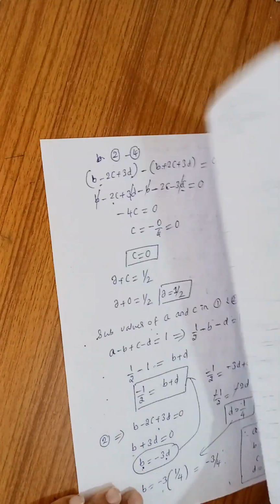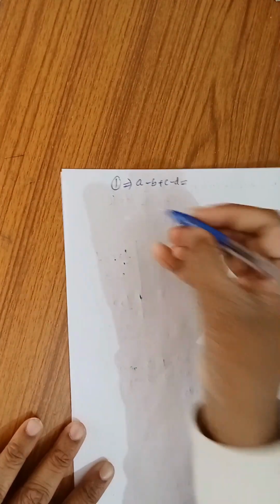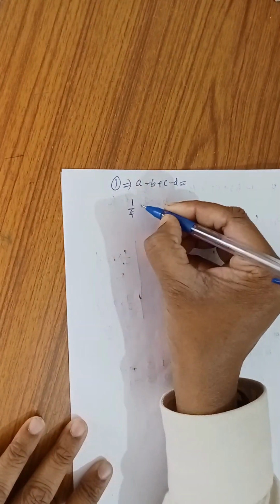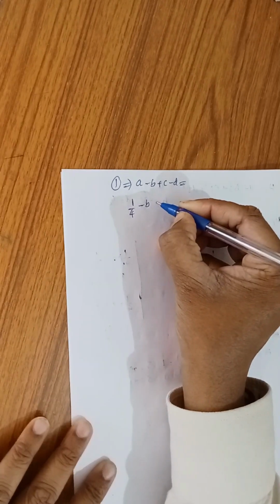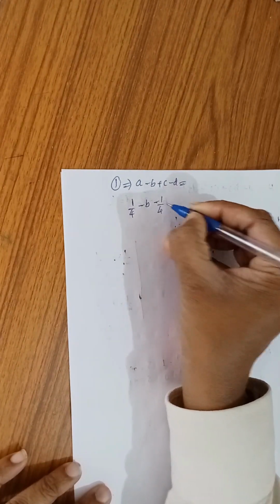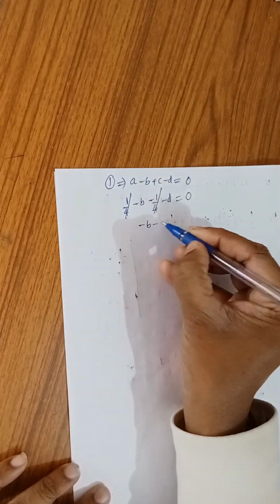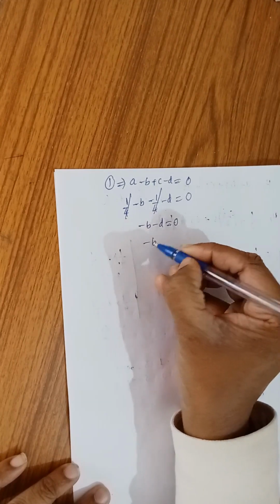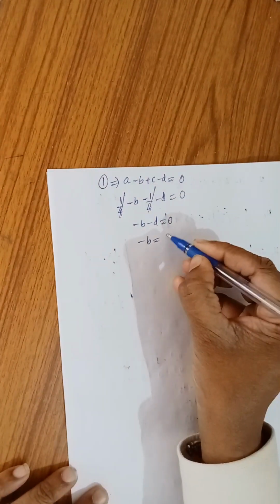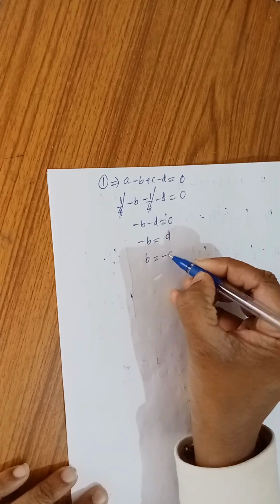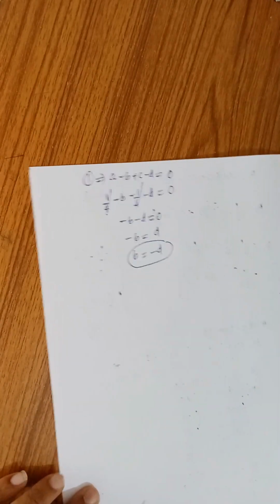So therefore the value of a is 1 by 4 minus b, value of c is minus 1 by 4 minus d equal to 0. So this is also going to get cancelled directly. I'm going to get only minus b minus d equal to 0, or minus b will be equal to plus d. Or I can say b equal to minus d. Both are going to be the same.